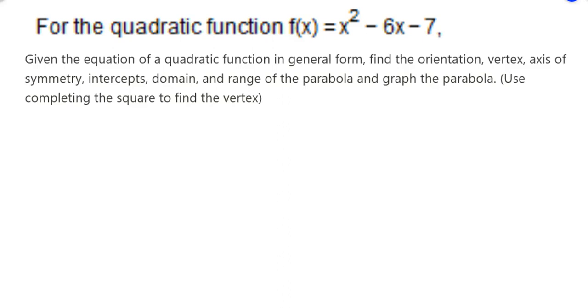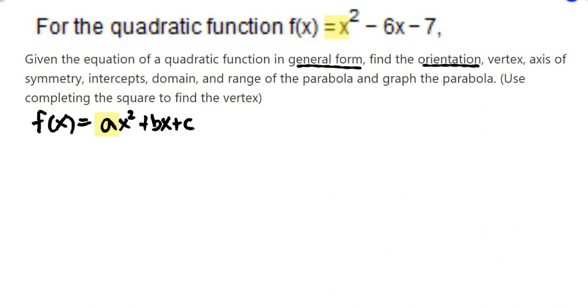So we're going to start off by understanding what the general form of a quadratic function is. The general form is f of x equals ax squared plus bx plus c. And to determine the orientation of the parabola, all we need to know is the value of a. A is the coefficient on the x squared term. For our example, the coefficient of our x squared term will be 1 since no coefficient is listed.